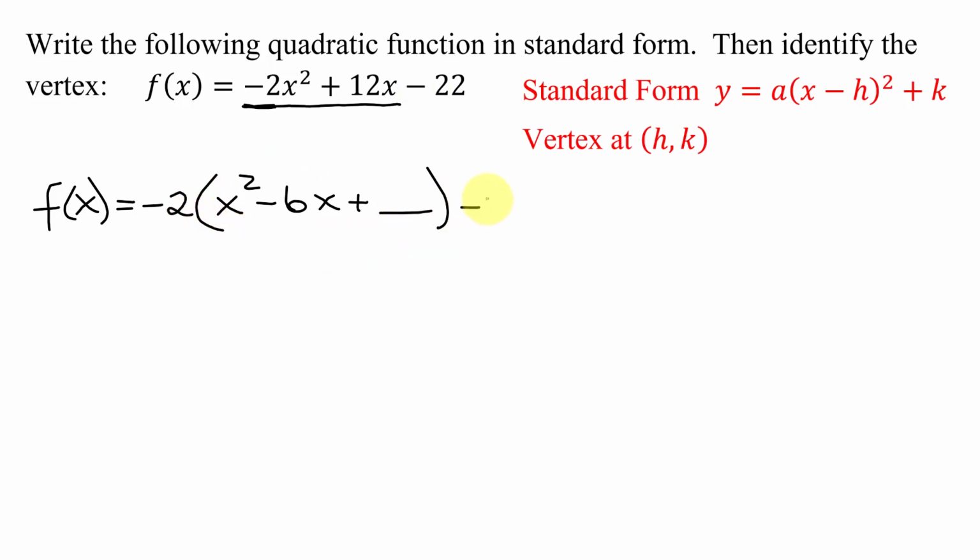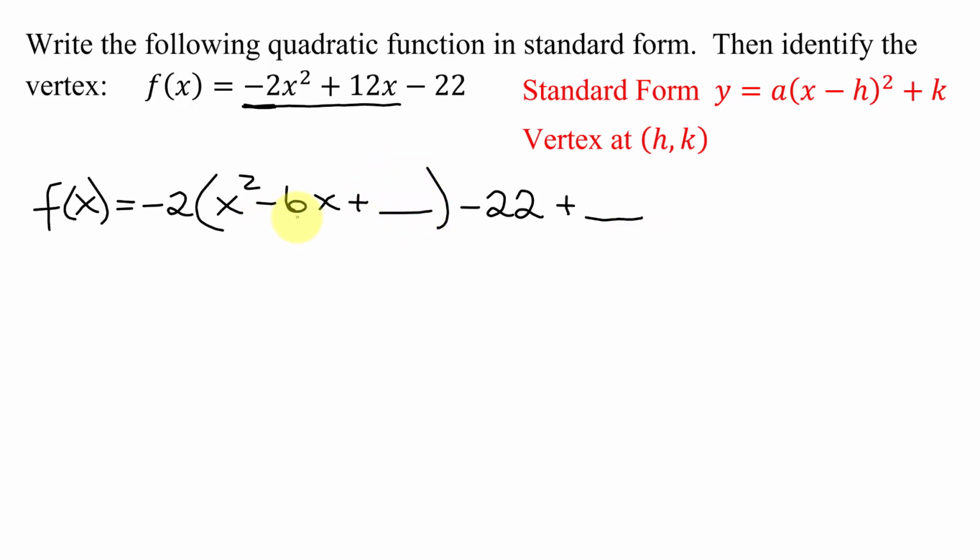Then I have to have my negative 22, but we're not done yet. I've added a number here, so I have to add the opposite number here. So I've not changed the value of this expression, I've just changed its format. Now, what number do I have to add here?